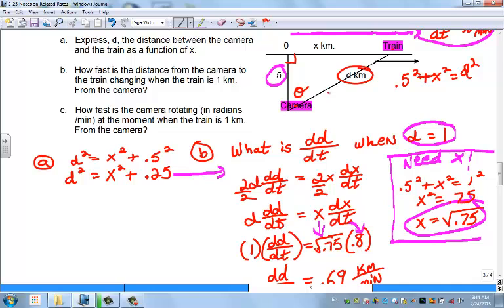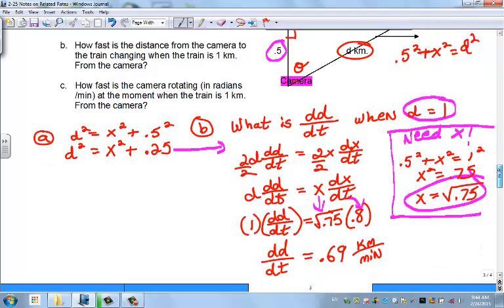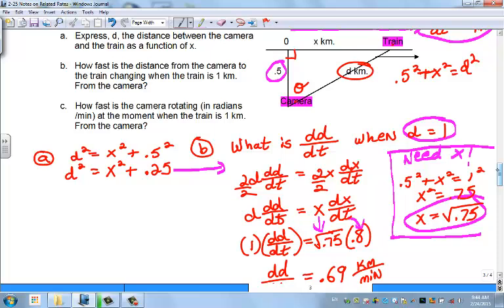But in order to do that, we need to go ahead and write a relationship between theta and everything else. Well, a simple relationship between theta and d would be the handiest one, because you know the train is 1 kilometer from the camera, which gives you d. All right, so part C, we're going to find what is d theta/dt when d equals 1.